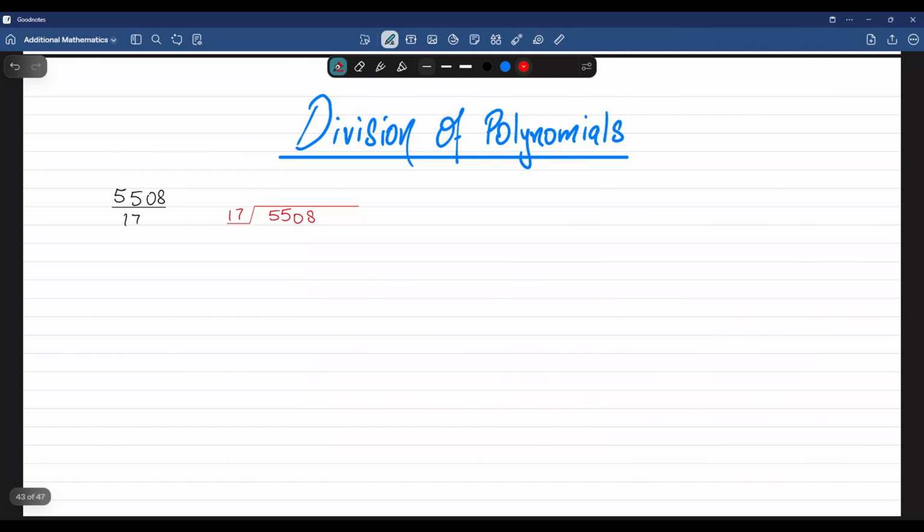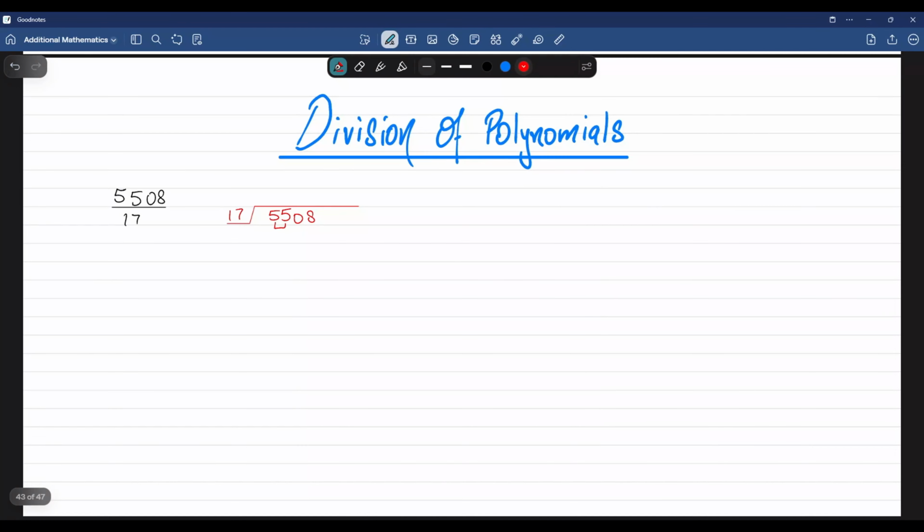And basically, how do we solve this up? We don't directly say 5508 divided by 17 is equal to 324 or whatever. Because personally, I find it hard to memorize the 17 table. So we break it down into further steps. We first take the first two parts, like 55. And then we say, does 17 have 55?